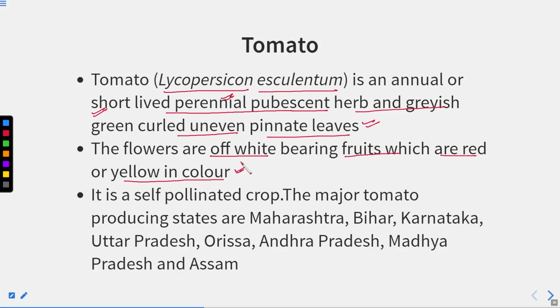The flowers of this particular plant are quite off white in color, and fruits are red or yellow in color. Initially the fruit is green, then it becomes yellow, and later becomes red. It is a self-pollinated crop, so self-pollination is seen in the case of tomato. The major tomato producing states are Maharashtra, Bihar, Karnataka, Uttar Pradesh, Orissa, Andhra Pradesh, Madhya Pradesh, and Assam. These are some of the states in which tomato is grown.